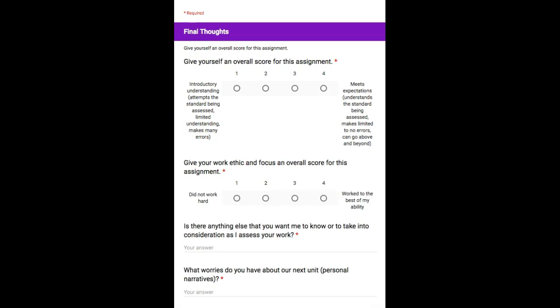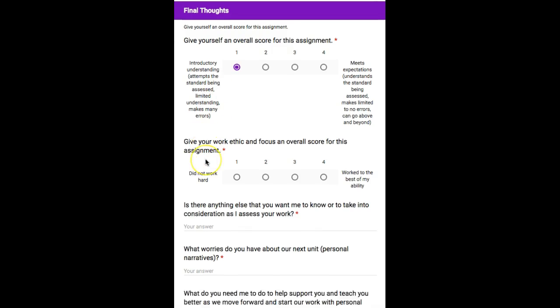This is what the final page looks like. So you are going to give yourself an overall score for this assignment. Remember, we use standards-based grading, so a scale of 1, 2, 3, and 4. A score of 4 means that you have mastered all of the standards. A score of 1 means that you needed a lot of help, and even with that help, you still struggle to understand the standard and apply those skills.